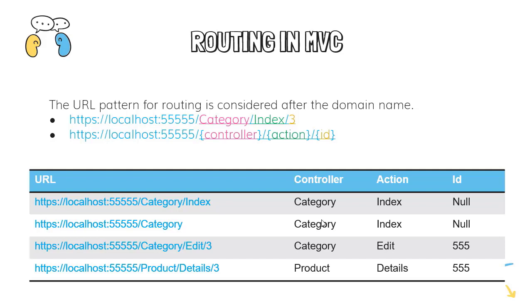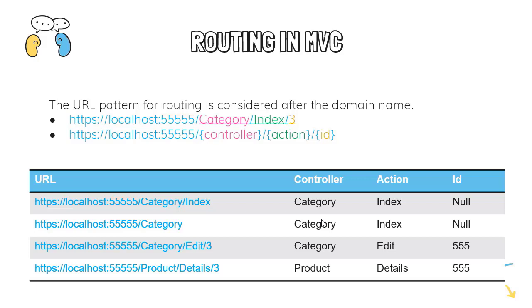The first example, we have /category/index. So in that case, category will be the controller, index will be the action. We do not have anything for the ID, so ID will be null. Next, what we have is only category. In that case, the controller will be category controller and action will be defaulted to index action. And if no ID is present, it will be null.